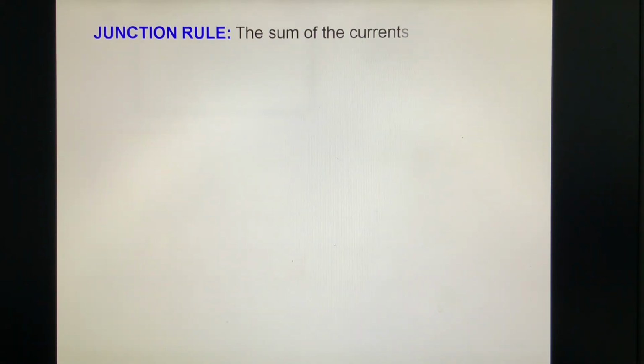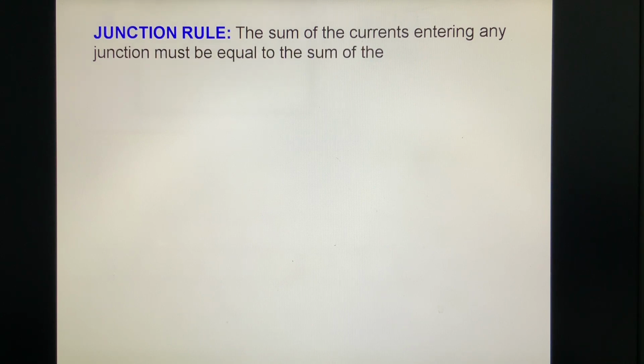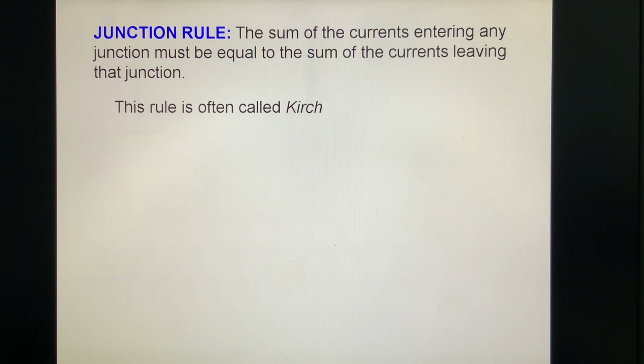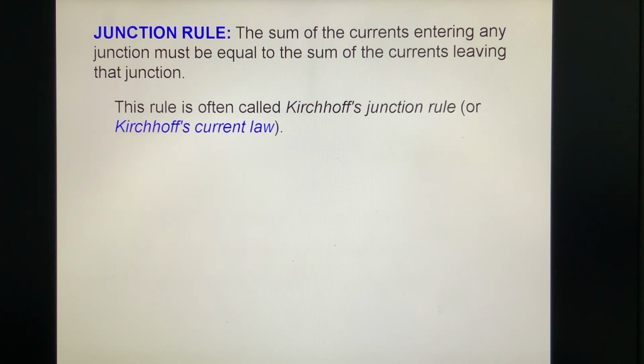Junction rule: the sum of the currents entering any junction must be equal to the sum of the currents leaving that junction. This rule is often called Kirchhoff's junction rule or Kirchhoff's current law.